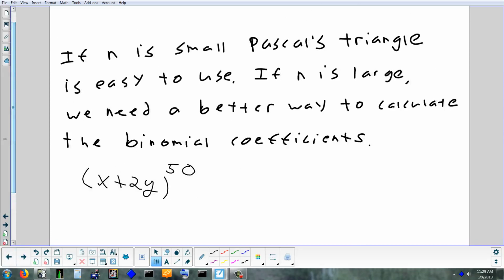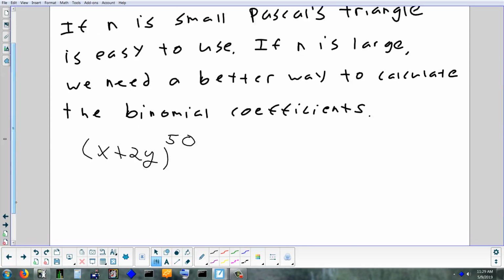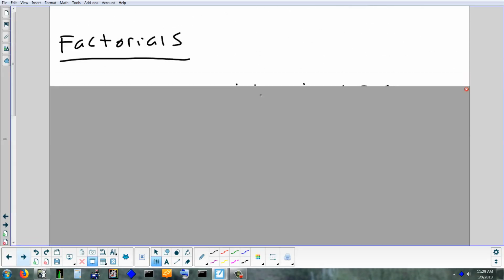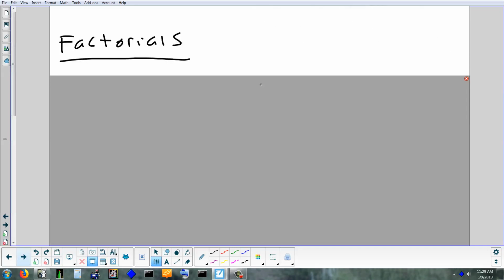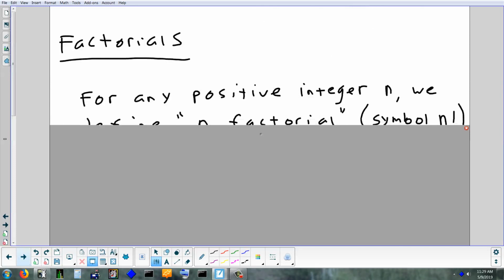I wouldn't ask you to do something like that out, but I might say, what's the 35th term if you did it out? Just that one term. That's all I want to know. So let's see how we could figure that out. All right, to do that, it's going to involve what's called a factorial. Does anybody remember factorials? Okay, I'll show you what it is.